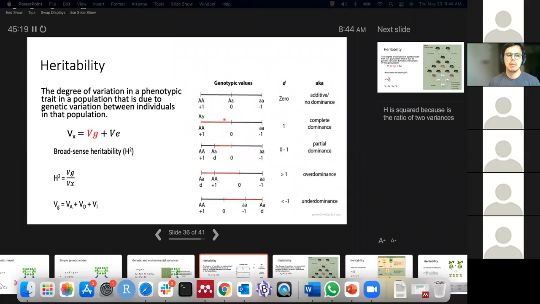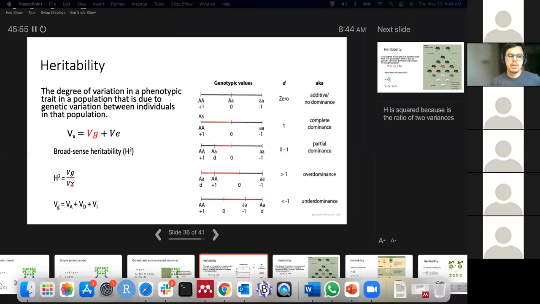So you can basically estimate the dominance deviation and the epistasis effects that the genotype has with the environment. Remember that in broad sense heritability, you take into account the genotypic variance over the phenotypic variance, and the phenotypic variance takes into account the genotypic variance and the environmental component.